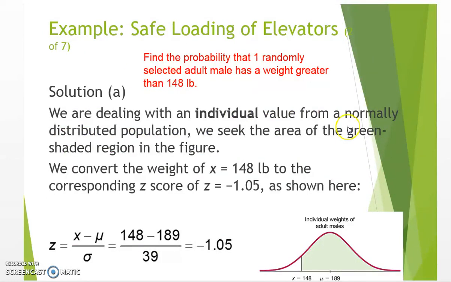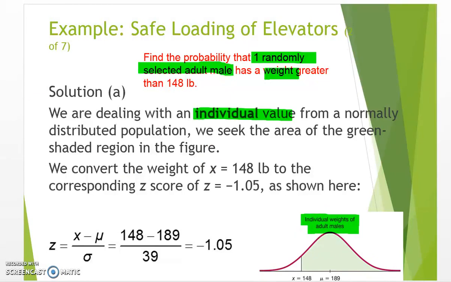So let's begin with question A. Find the probability that one randomly selected adult male has a weight that is greater than 148. All right, so we're dealing with an individual value from the normally distributed population. Here we're talking about one individual weight, right? One individual weight. So we can sketch a normal curve as we mentioned before. This is the normal curve for the individual weight of those adult males.